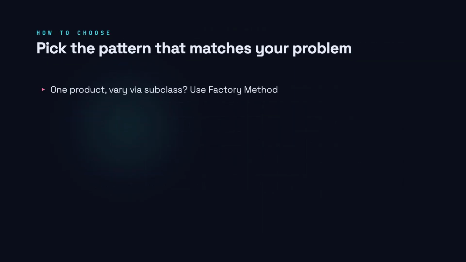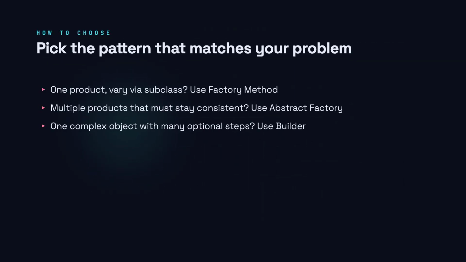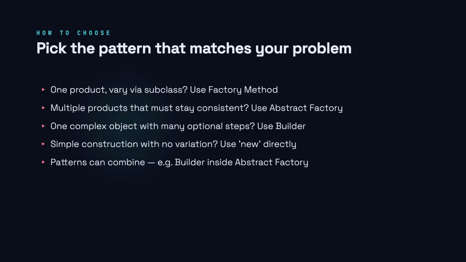Start with the simplest question: how many distinct product types are you creating? If it is one and the variation comes from subclassing, factory method is enough. If it is several types that must always be compatible, think UI widgets on different platforms, abstract factory is the right tool. If it is one type but constructing it requires many configurable steps or optional paths, builder keeps that complexity under control. And if there is no real variation at all, a plain constructor is still the clearest choice.